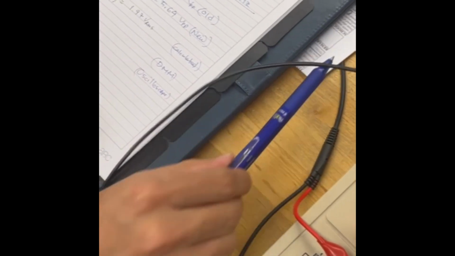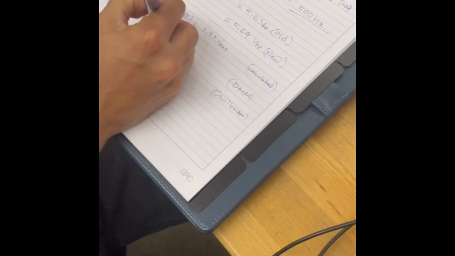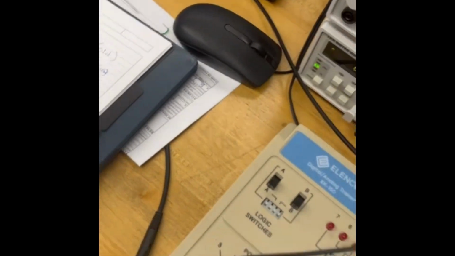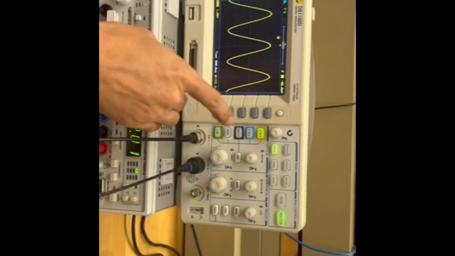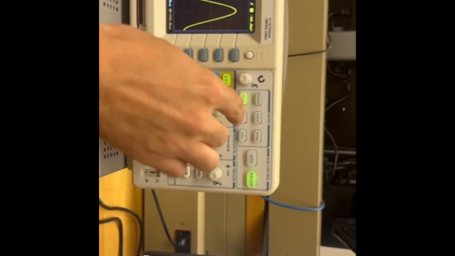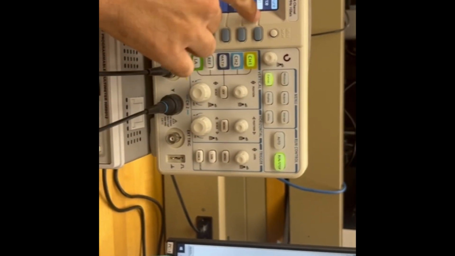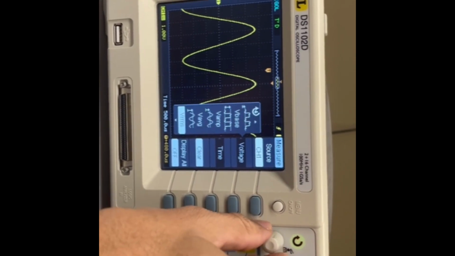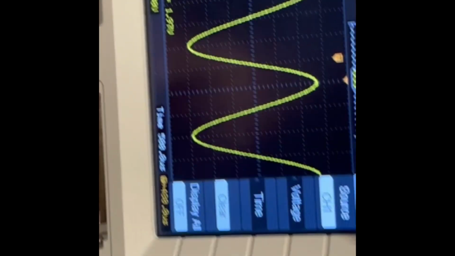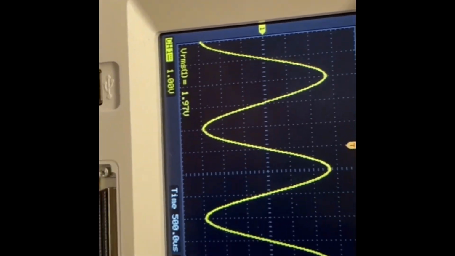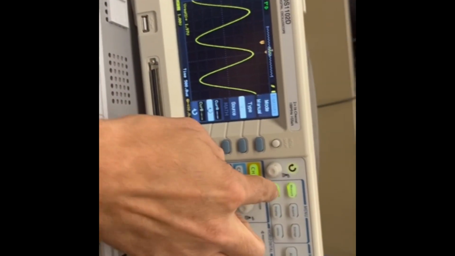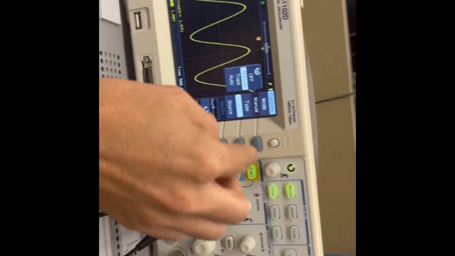So we have here 2.01 VRMS using the DMM, and now we can measure using the oscilloscope. To check, we can press measure, select the correct channel, channel 1, voltage, and select VRMS. So we can see 1.97. We can also use the cursors to see it in manual mode.